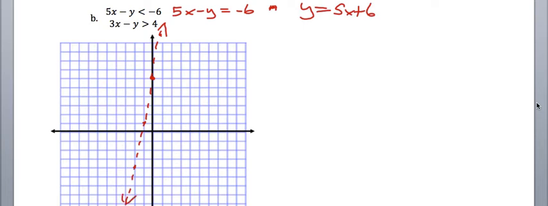Okay. So that's my first line. I'm not going to do my shading yet because I don't like it to get in the way of the other graph. Then I'll do blue for the second one. Again, I'm still graphing the line as if it were just a regular equals sign.